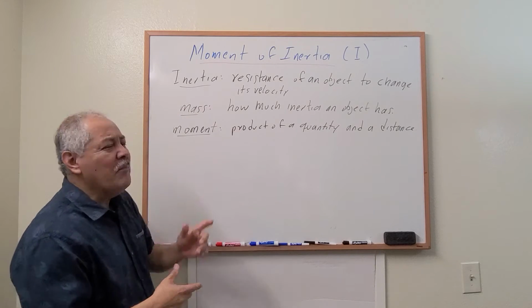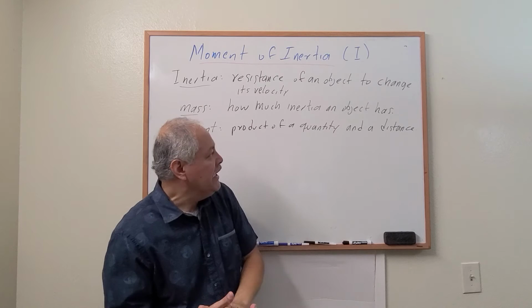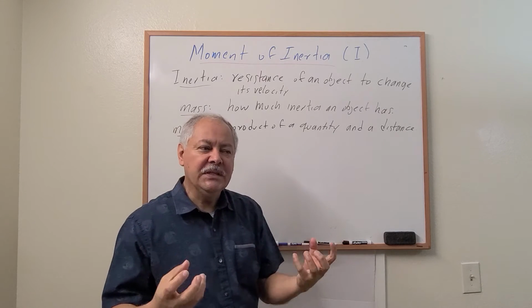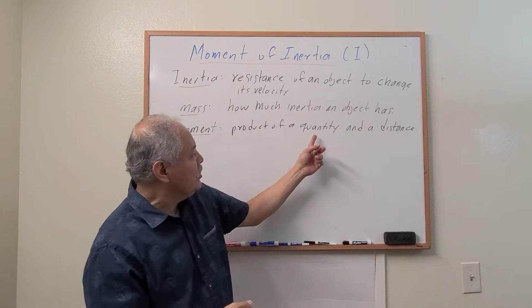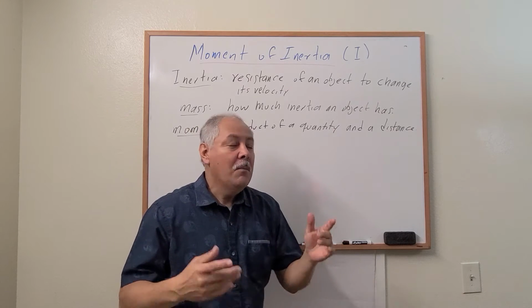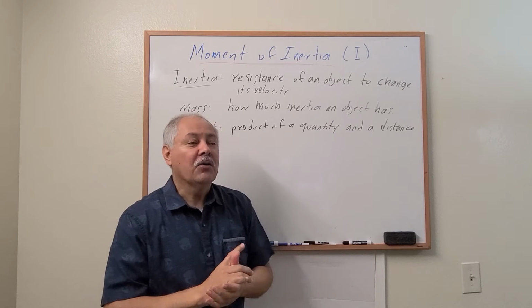Now let's go to moment. Moment is defined as the product of a quantity and a distance. Remember, we have two groups of quantities in physics, scalars or vectors, and then we multiply those quantities and the distance and we create the moment. Moment of inertia is coming from rotational conditions.